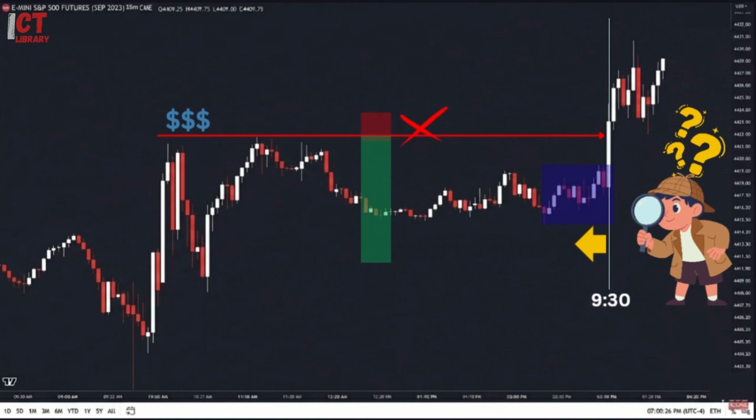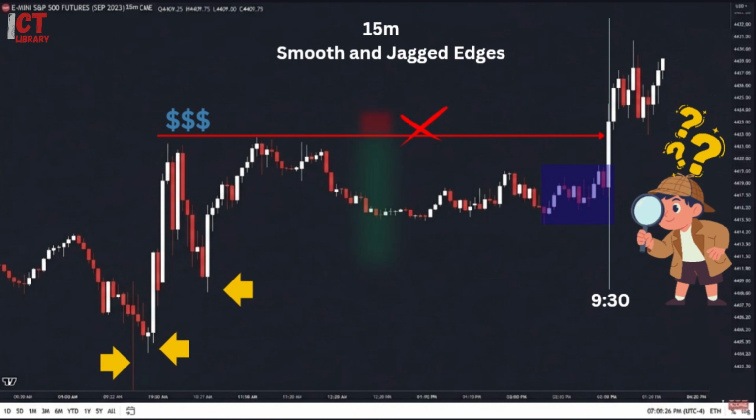This is why the 15-minute chart is my bellwether. It shows the algorithmic delivery that is hidden on lower time frames. Here is a secret about price delivery. Look for the difference between jagged and smooth edges. Jagged edges: this is where the market rips through liquidity. It's messy because doors are being kicked in and stops are being hit.